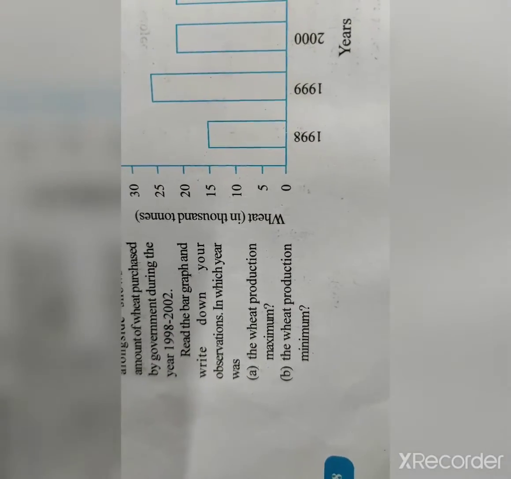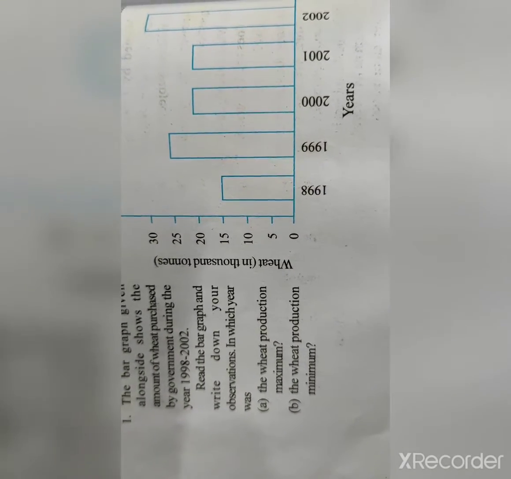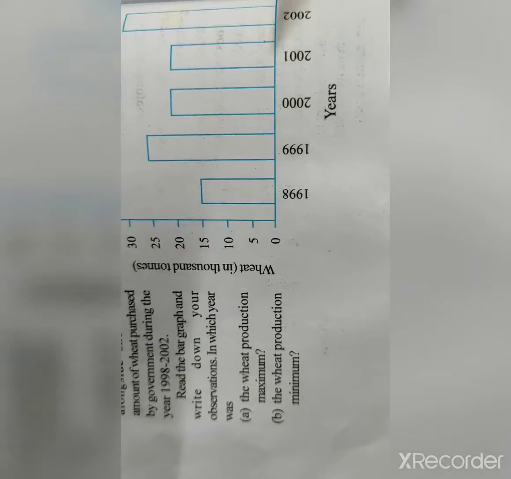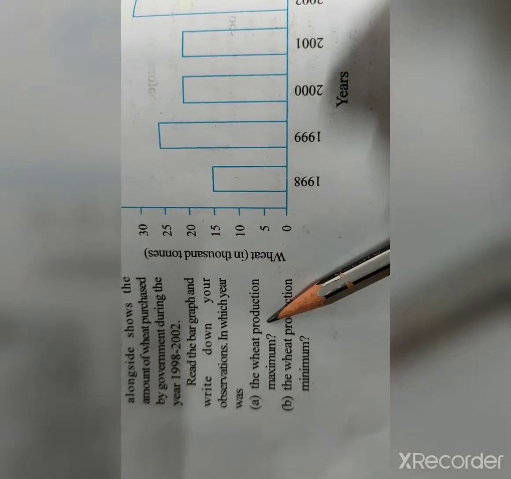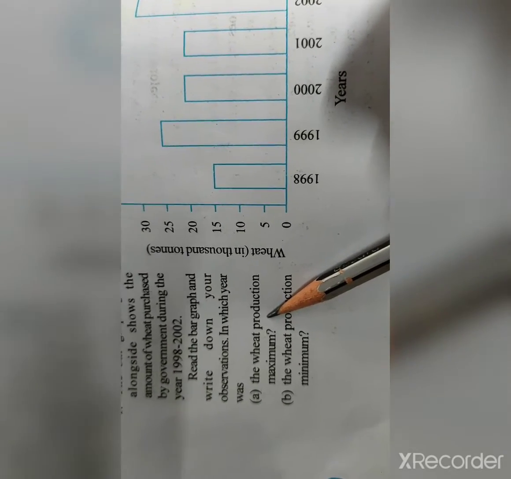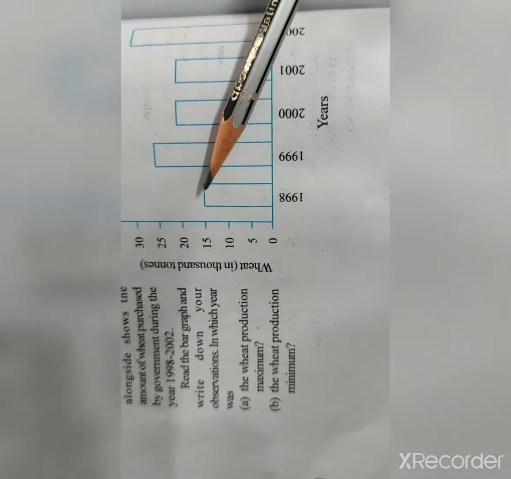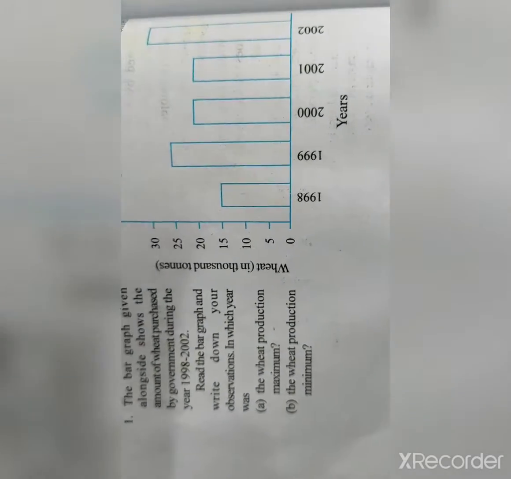So we can write the wheat production is maximum in the year 2002, that is 30,000 tons. First you will write the answer of A in the full sentence and then the wheat production is minimum in the year 1998 and it is 15,000 tons.